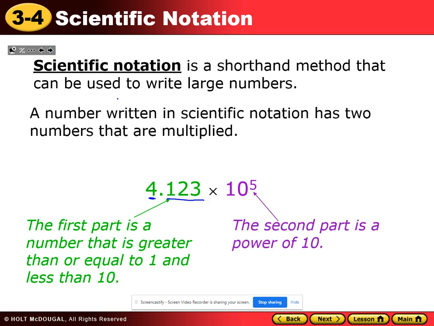Then over here, the second part is a power of 10. So 10 to the 5th, that's 10 with 5 zeros. 1, 2, 3, 4, 5. Oh, that's like saying 4.123 times 100,000. Okay? That's what the shorthand means.